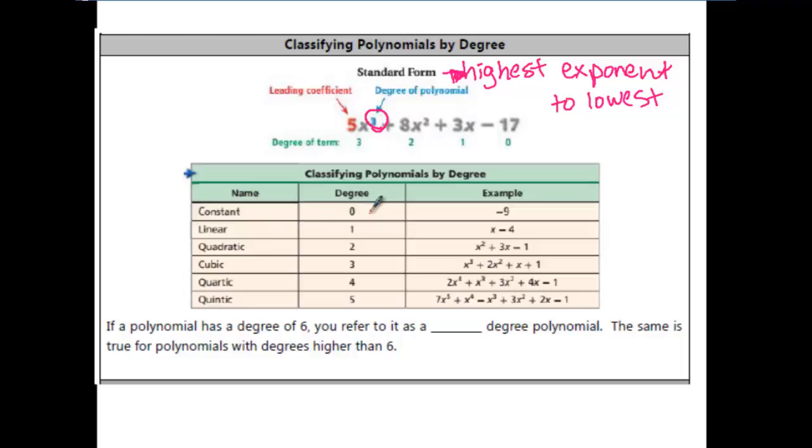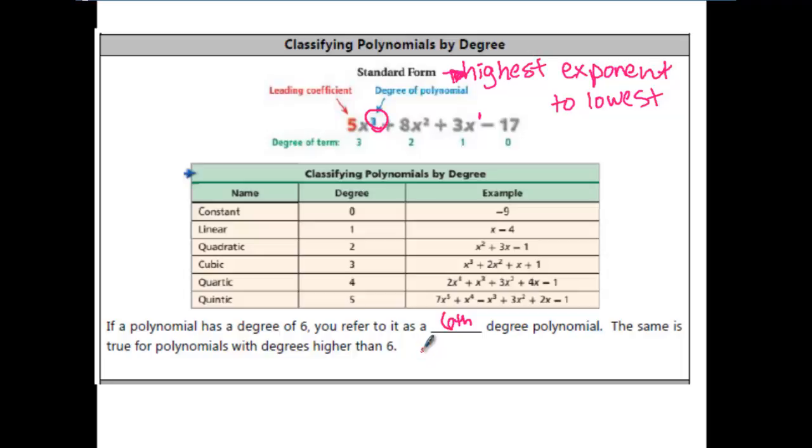So if you have no variable at all and you just have a number, that's called a constant. If you have one variable with a degree of 1, like this 3x would be degree 1, then you would say that's linear. Degree 2 is quadratic. Degree 3 is cubic. Degree 4 is quartic. Degree 5 is quintic. And if a polynomial has degree of 6, you would refer to it as 6th degree polynomial, which would be anything higher than 6.